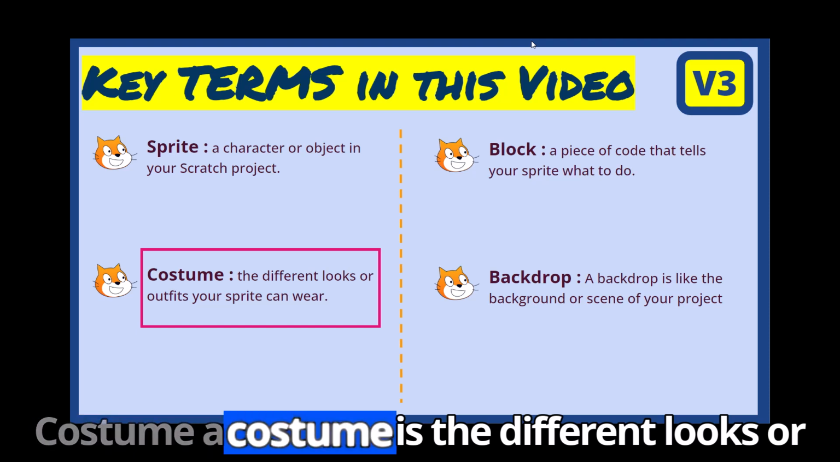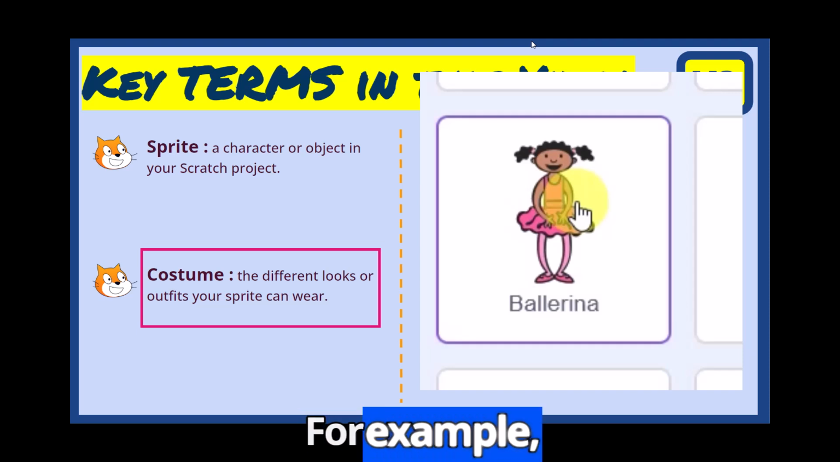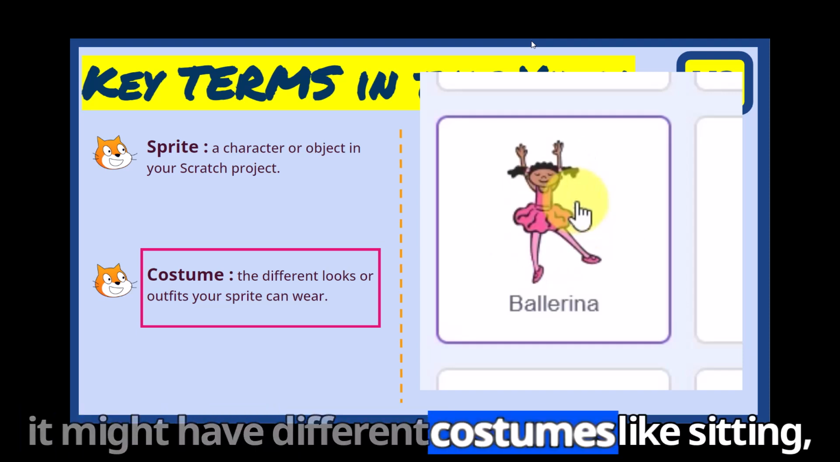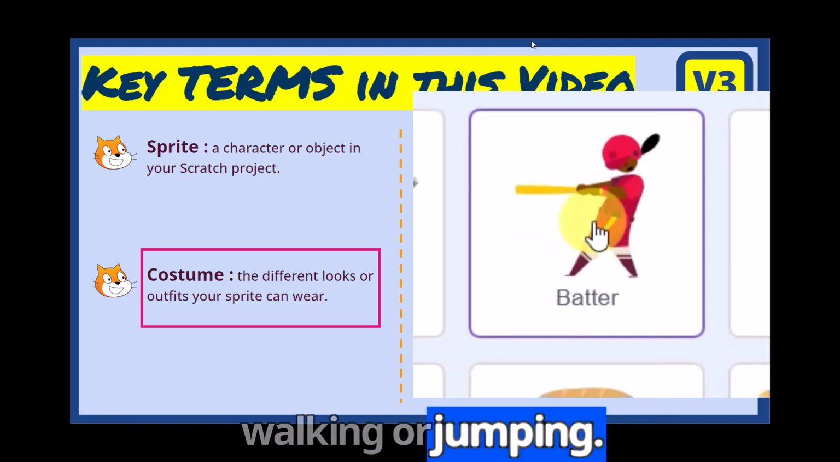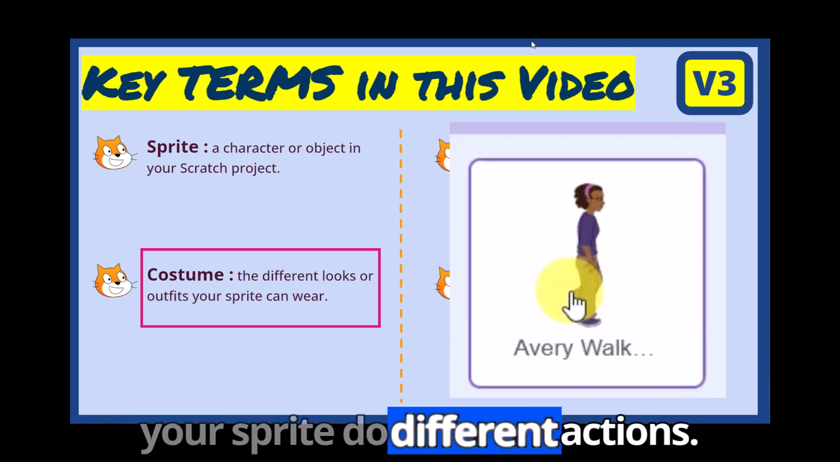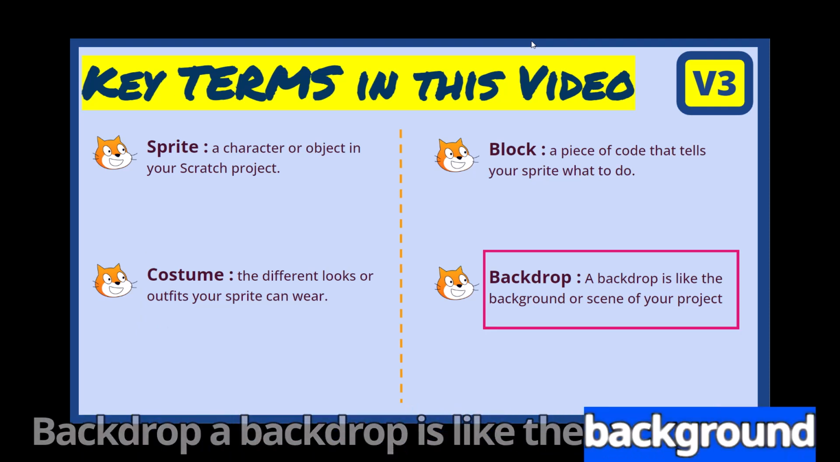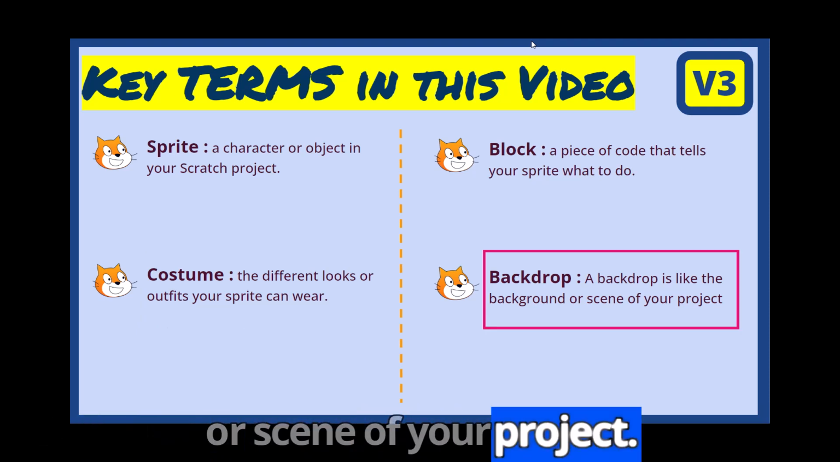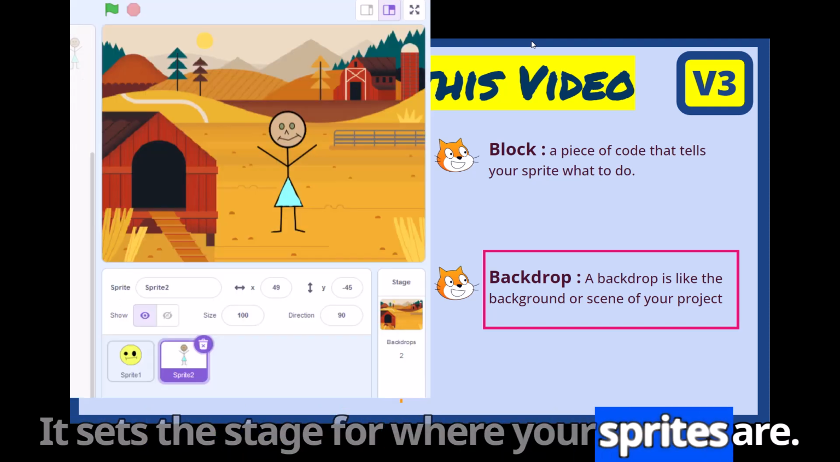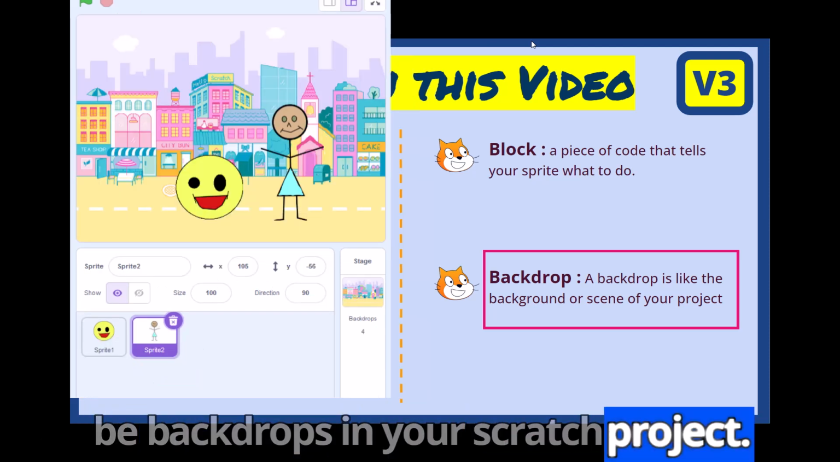Costume. A costume is the different looks or outfits your sprite can wear. For example, it might have different costumes like sitting, walking, or jumping. You can switch between costumes to make your sprite do different actions. Backdrop. A backdrop is like the background or scene of your project. It sets the stage for where your sprites are. For example, a farm, a city, or outer space can be backdrops in your Scratch project.